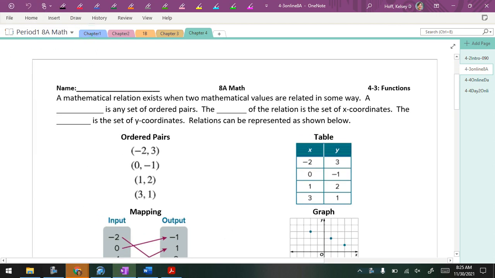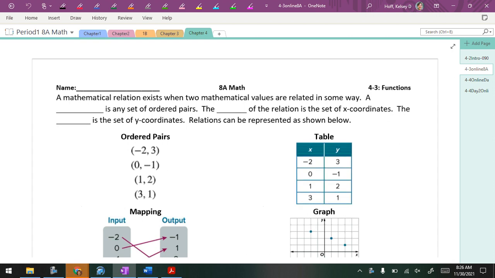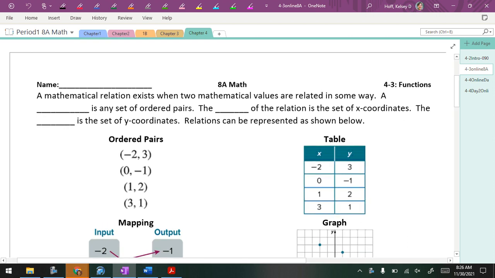Functions. Today we are learning about functions. All right, let's focus in because today is going to go even faster than yesterday's homework, okay? Super easy. A mathematical relation exists when two mathematical values are related in some way. A relation, we learned yesterday, is any set of ordered pairs.